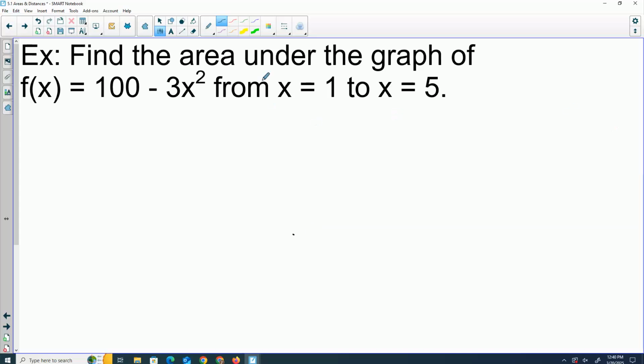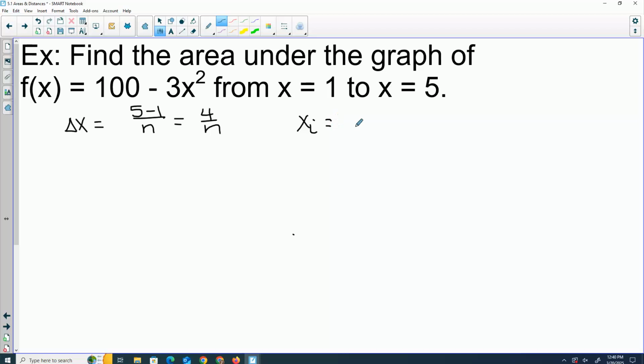All right, I want the area under the graph of this function from 1 to 5. So, change in x. How do we get it? 5 minus 1 over n. So just 4 over n. Oh, okay.